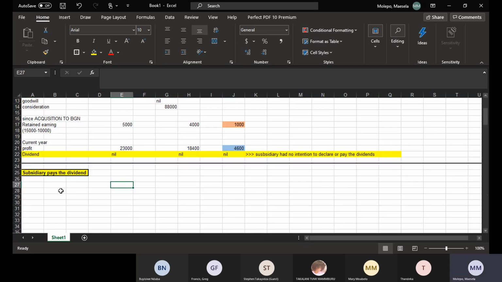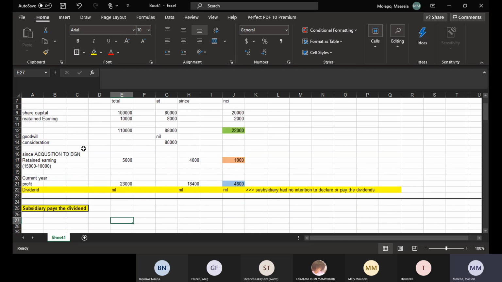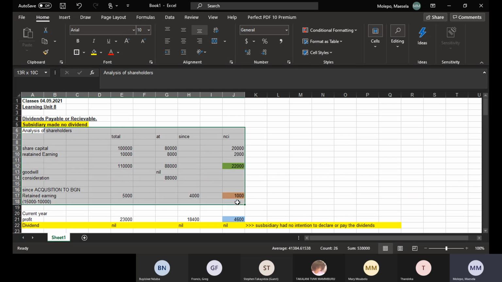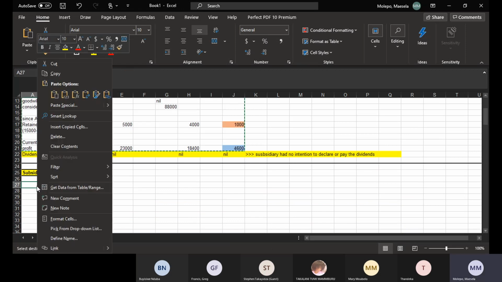Okay, in this case now, we are given the abridged statement of financial position, statement of profit and loss, plus the statement of change in equity. And then we have a transaction whereby they say A Limited acquired an interest in B Limited on 1 January 2007, on which day the retained earnings of B Limited amounted to 10,000. Consider the carrying amount of the assets and liabilities of B Limited to be equal to the fair value thereof on the date of acquisition. So the information given here will be the same information that was presented on this analysis of shareholders. The only difference will be the dividends part. So we can copy all the information here and paste it on our second example, because it will be the same information.